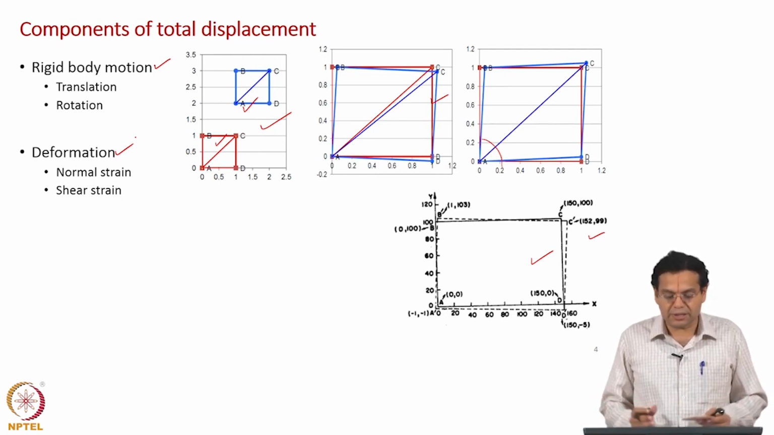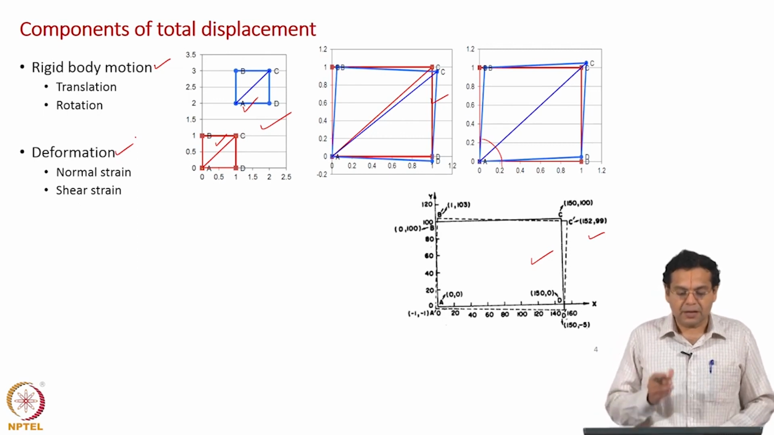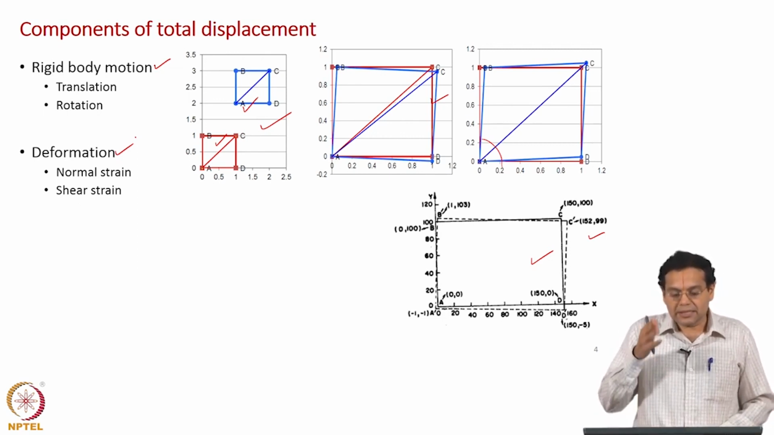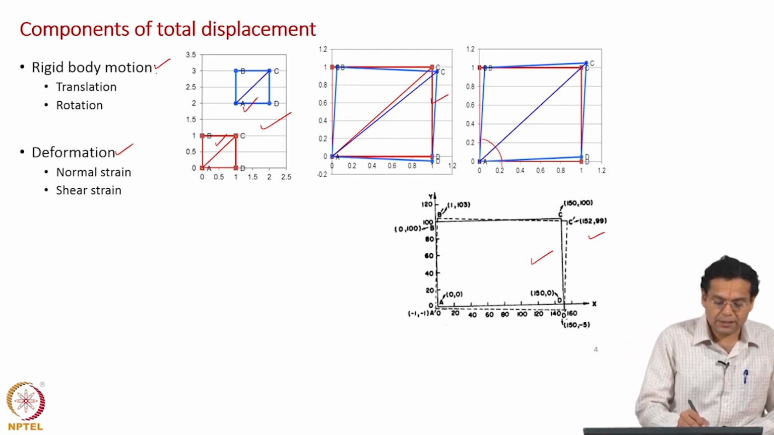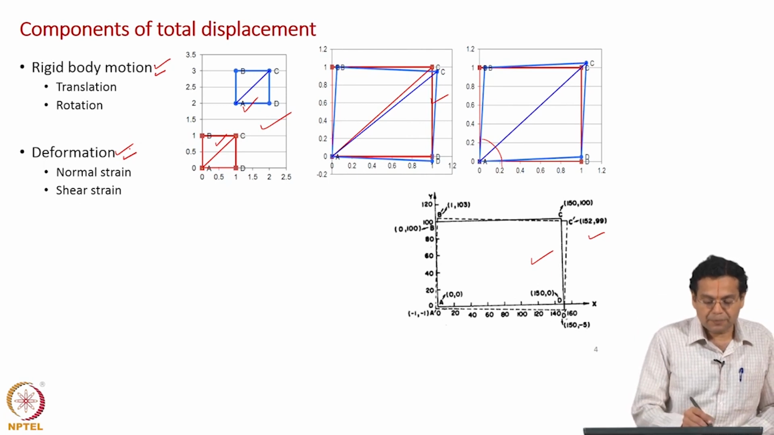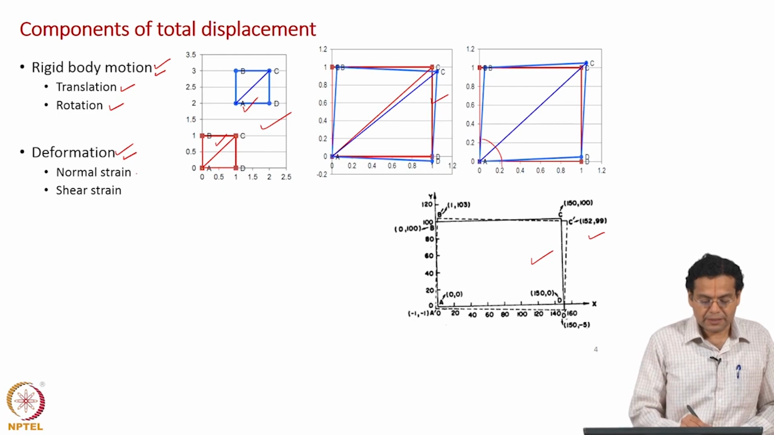We are going to distinguish these two, separate these two, or in other ways dissect the total displacement into its components. What are the components? Rigid body motion and then deformation. Rigid body motion could be because of translation and then rotation, and deformation is because of normal strain and shear strain.